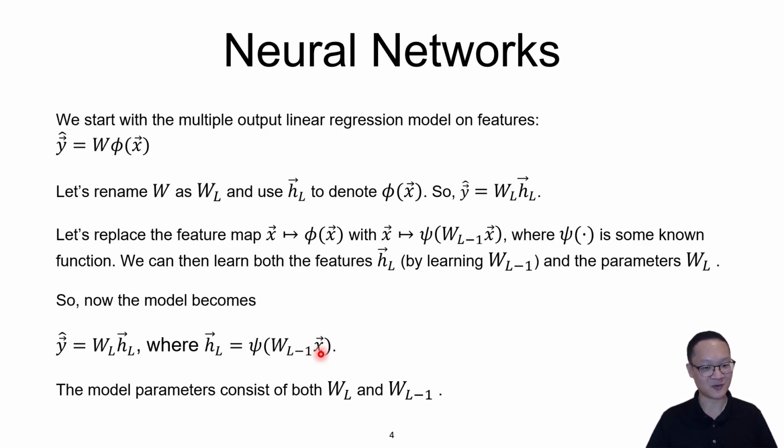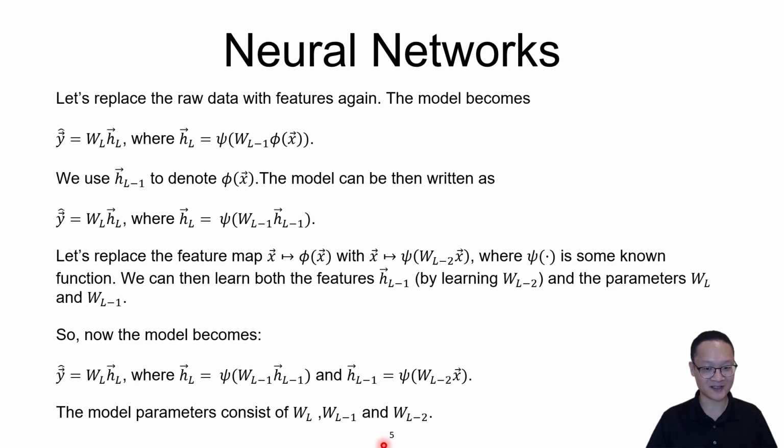Okay, so now again, we have an x. So we can always replace x with another learnable feature. So then moving on to the next slide, right? So now instead of x, we have y equals W_L H_L, where H_L equals psi of W_{L-1} x on the previous slide. So instead of x, we're going to have another learnable feature, which is psi of W_{L-2} x. So now our model becomes y hat equals W_L H_L, where H_L is a learnable feature. The learnable feature is psi of W_{L-1} H_{L-1}, where H_{L-1} is a learnable feature. And that learnable feature is psi of W_{L-2} x.